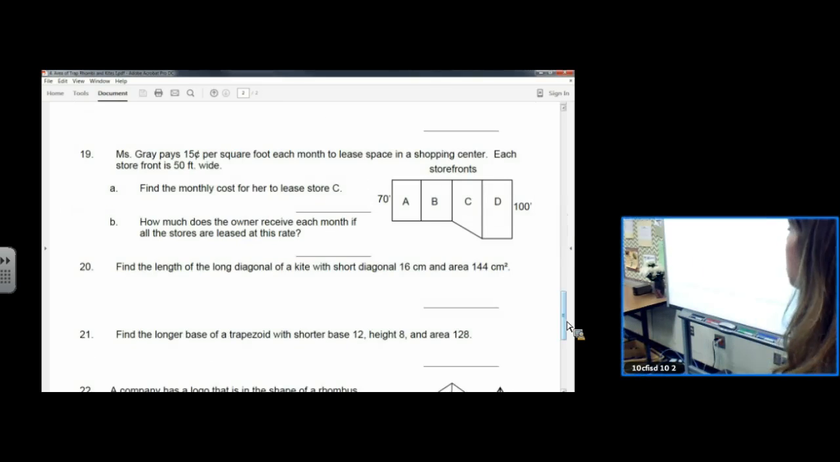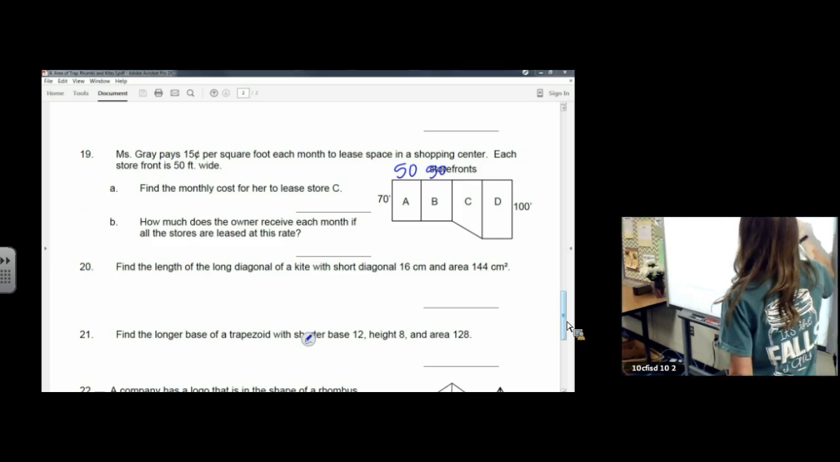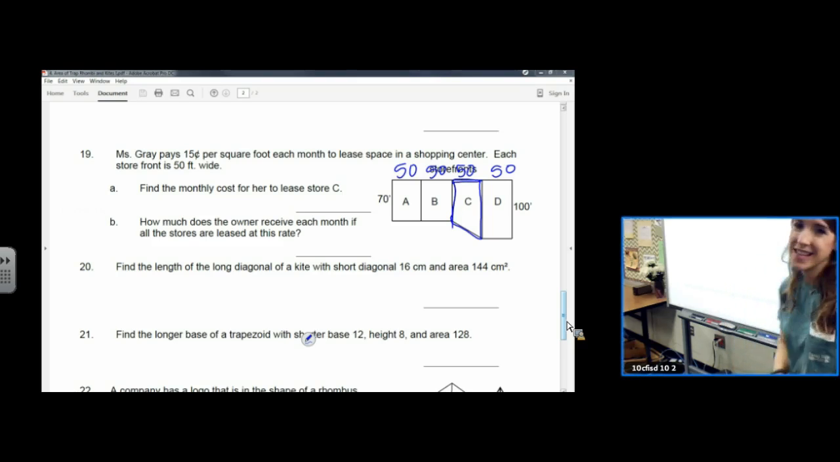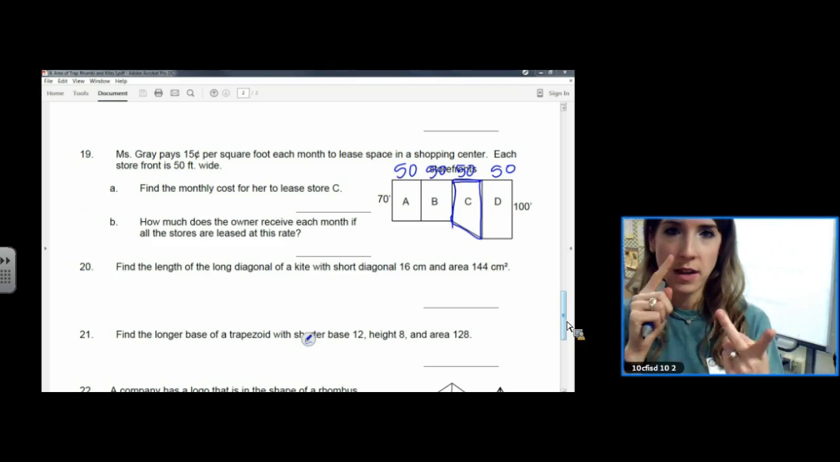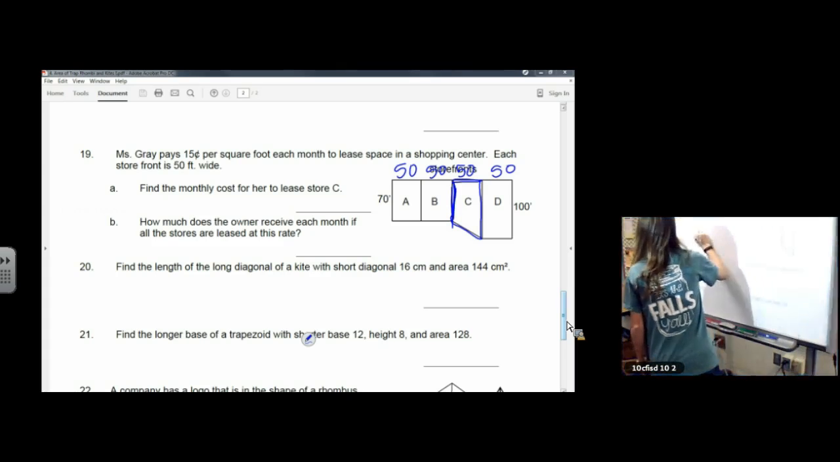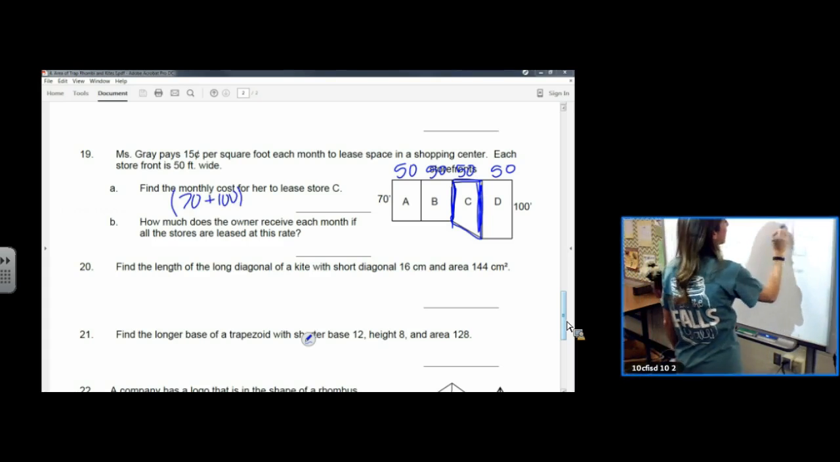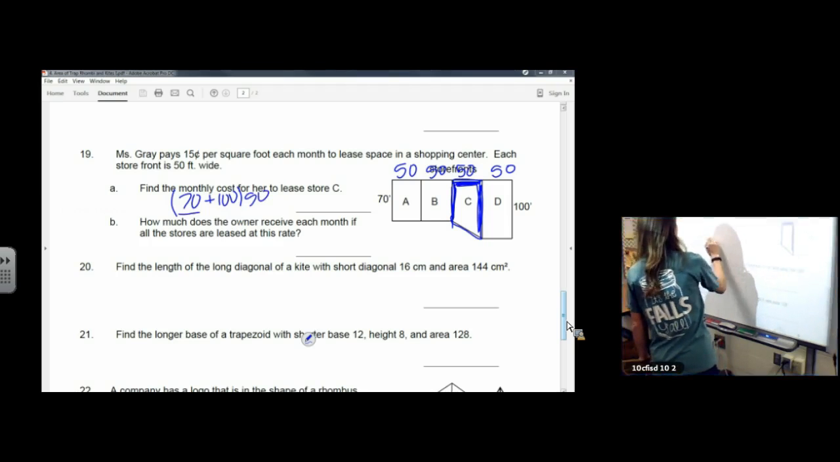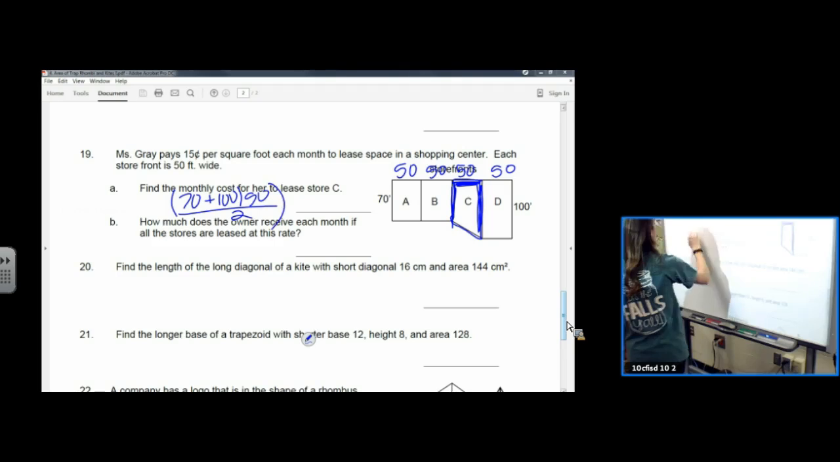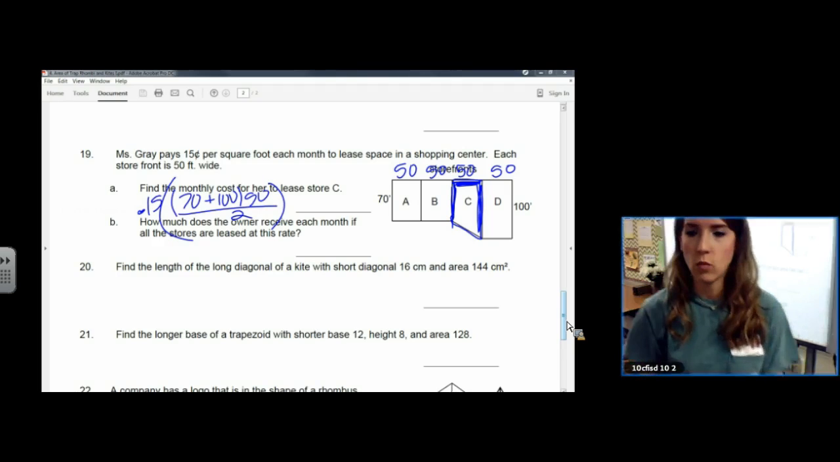Number 19: Miss Gray pays 15 cents per square foot each month to lease the space in a shopping center. Each storefront is 50 feet wide. Find the monthly cost to lease store C. All right, store C is a trapezoid. What do you need? Base 1, base 2, and a height. We actually have all of those. Base 1, 70. Base 2, 100. Height, 50 divided by 2. When you're done working on that, you're going to multiply it by 15 cents, 0.15.